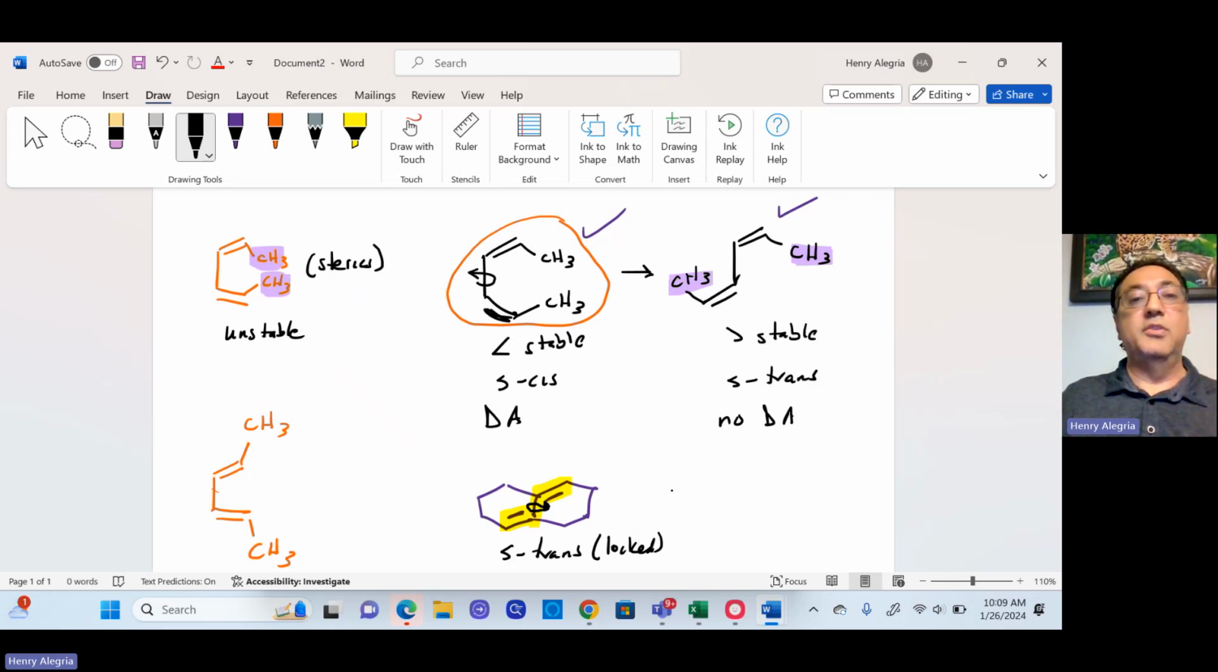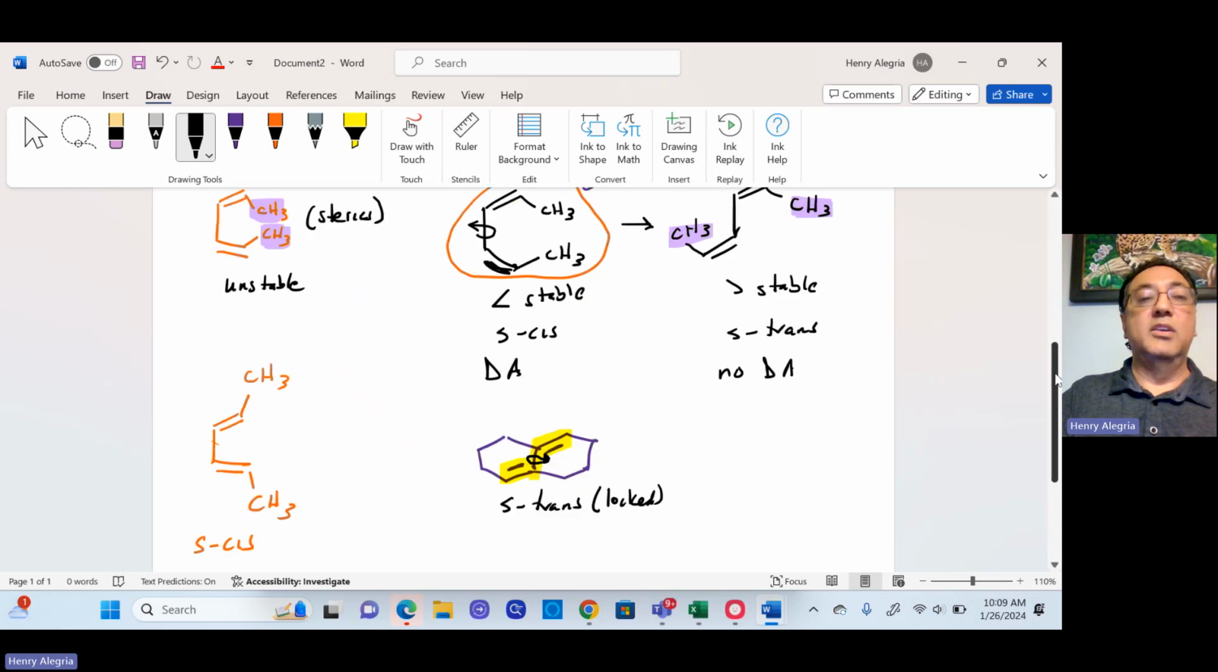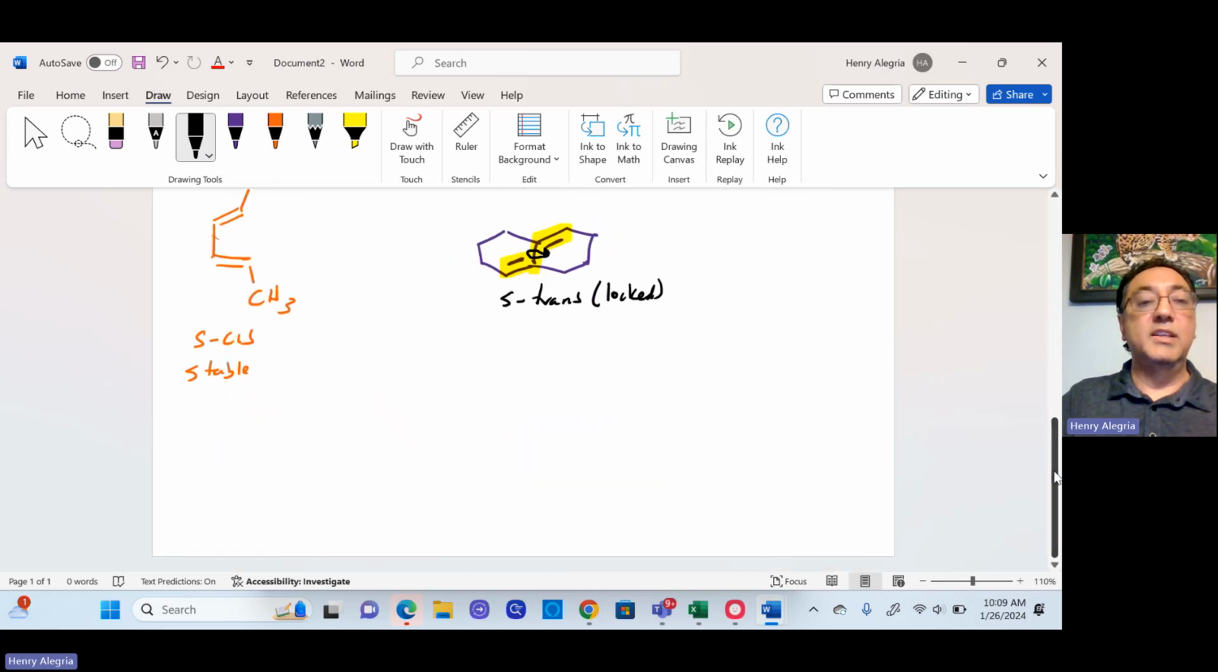So those are considerations for when you are thinking of what are good dienes, what are good dienophiles. In the case of dienes, you also have to remember that the S-cis configuration is required, and if you have substituents, you might have a problem because of stability, depending on the orientation of those substituents. So that is something to keep in mind.